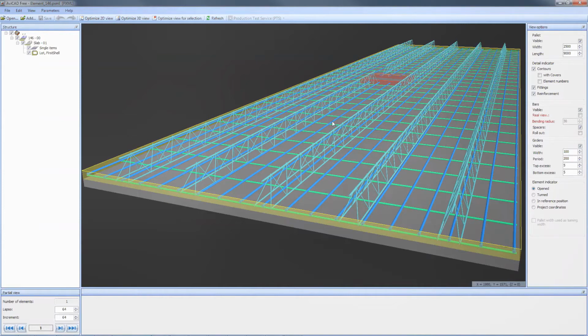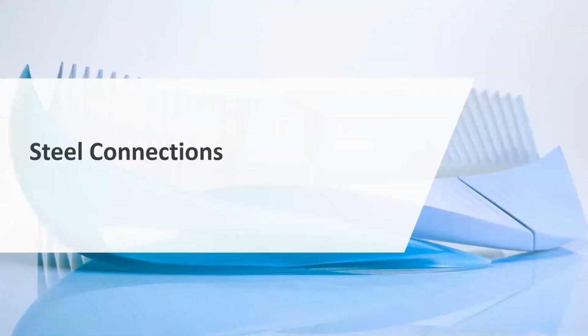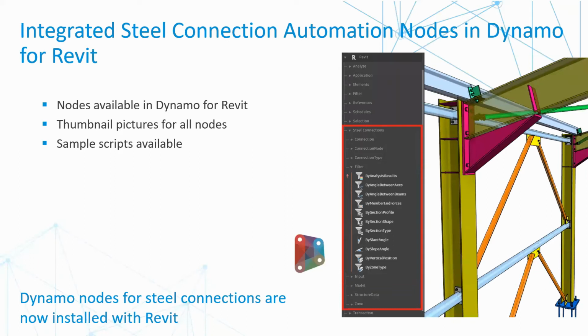Okay, I want to go into our steel connections commands, our features that have been introduced in Revit. And this is also quite exciting. Autodesk have made these tools more user-friendly and much easier to use, right? The first thing I'm going to look at is integrated steel connection automation nodes in Dynamo for Revit. There are also thumbnail pictures for all nodes and sample scripts that have been made available for us.